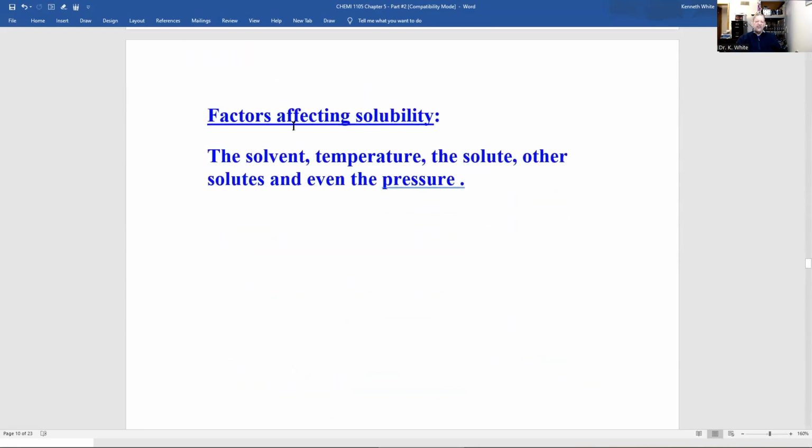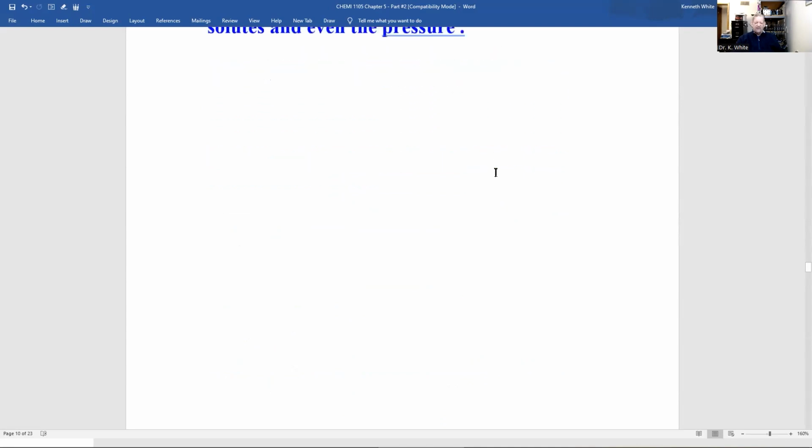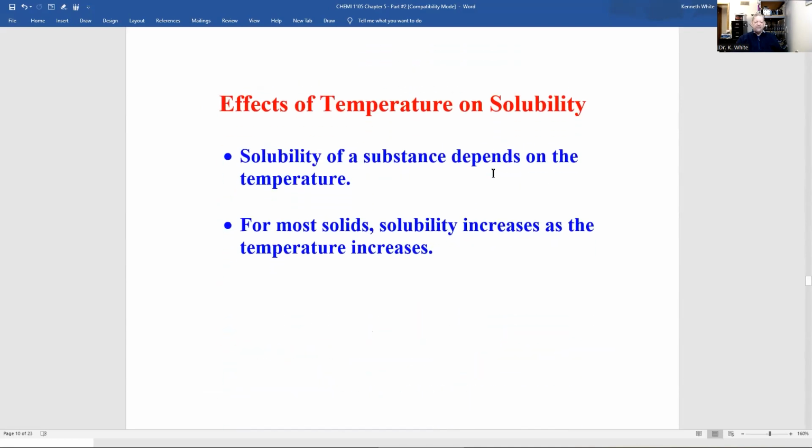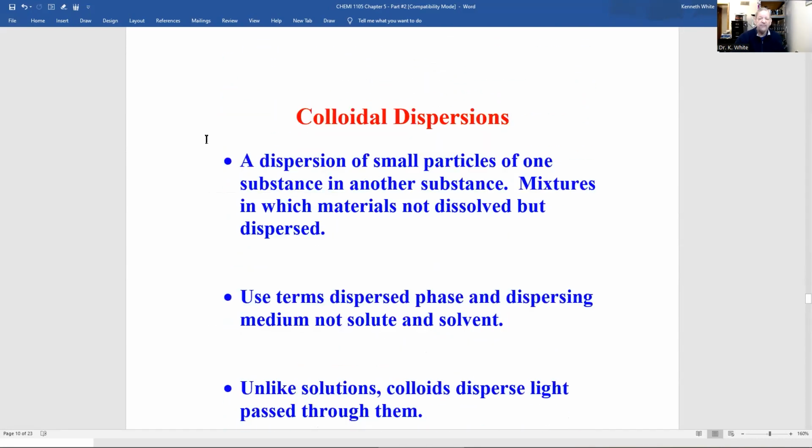And what affects solubility? Temperature and other things. This you don't have to know. And again, I'll have the switches off for this slide, but temperature affects solubility. For most substances, when you heat something up, it's more soluble in a solvent. Not all, but most.